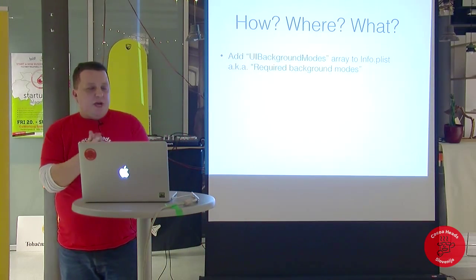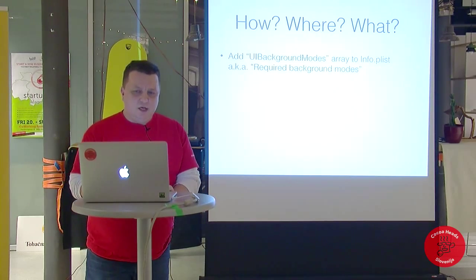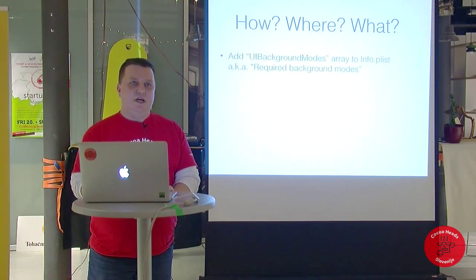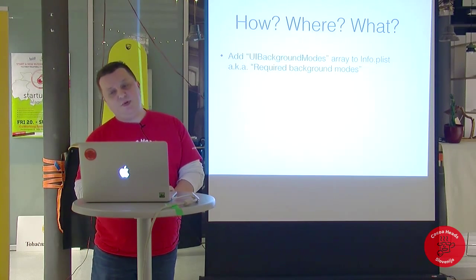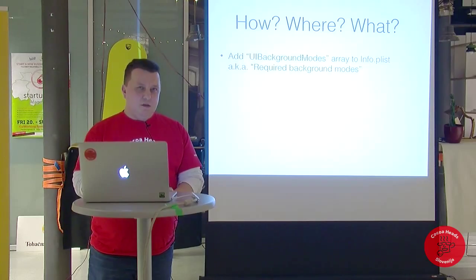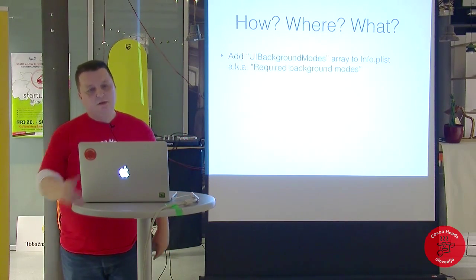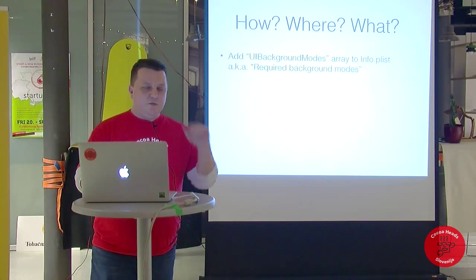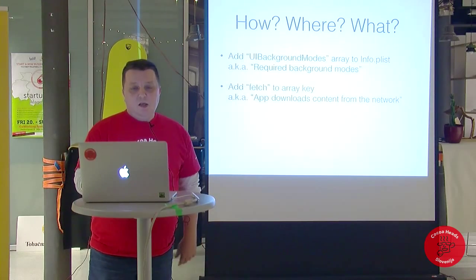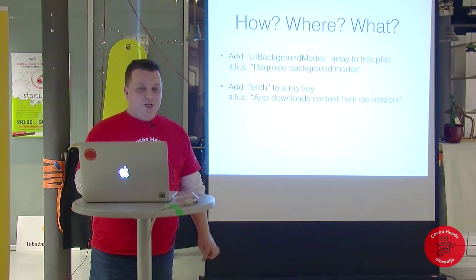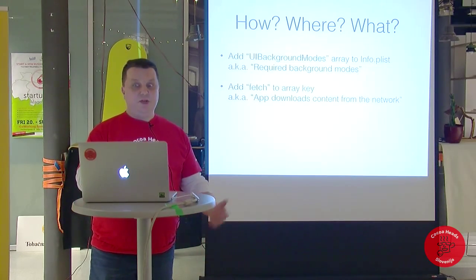So, the API is actually quite simple. We pretty much have to do a couple of things. The first thing is we have to adjust the information we provide about our app in the plist. We have to add a UIBackgroundModes array to the Info.plist. If we select it from the drop-down, it's named Required background modes. So in that array, we add a fetch key, which again, if we select it, is named App downloads content from the network.